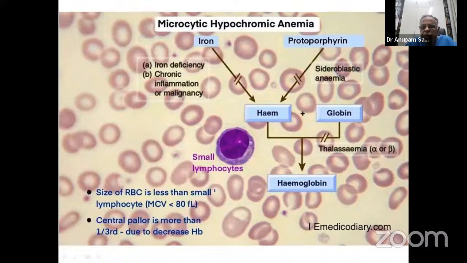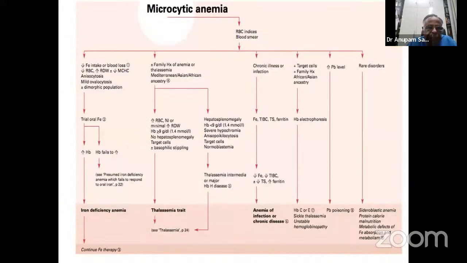If heme formation is fine, then heme combines with globin. And if there's a problem with the production of globin, which may be in the form of decreased production of alpha or beta chains, then also it will lead to decreased hemoglobin. And that is what happens with a lot of our thalassemia patients. And don't forget that when you are seeing the peripheral smear, your RBCs are slightly smaller than the small lymphocytes. That's how we come to know what is the size of the RBCs.